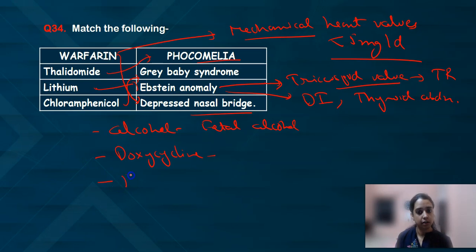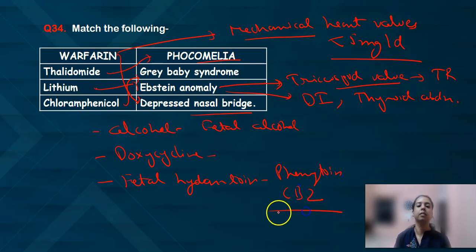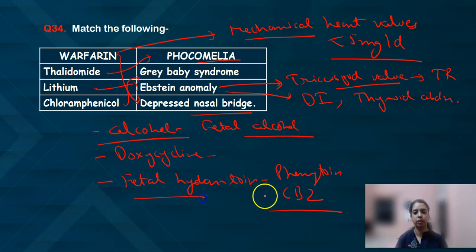Then the anti-seizure drug. Anti-seizure drugs can lead to fetal hydantoin syndrome. A question has been asked on it. Fetal hydantoin syndrome is mainly caused by phenytoin or sometimes by carbamazepine. In fetal hydantoin syndrome, there is hypoplasia of fingers, microcephaly, short palpebral fissures. Short palpebral fissures are also seen in fetal alcohol syndrome. So fetal alcohol syndrome, hydantoin syndrome you should know, doxycycline you should know. These are the teratogens you should know about which are not at all used in pregnancy.